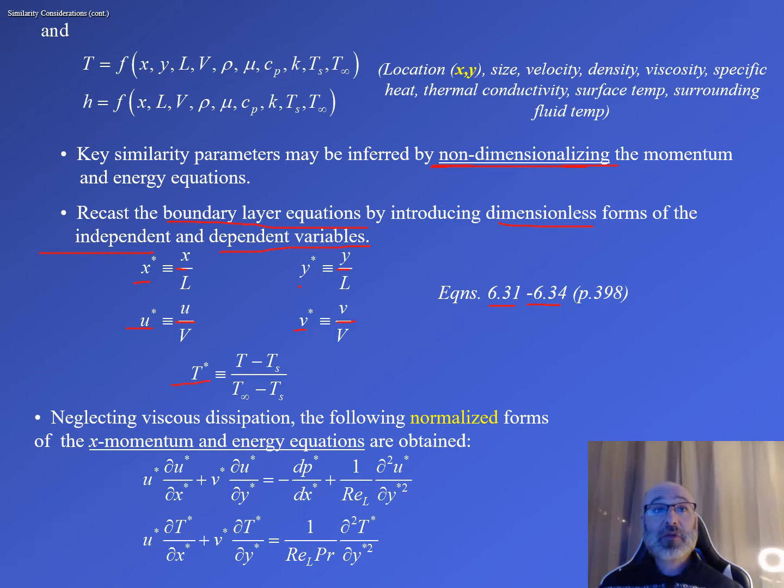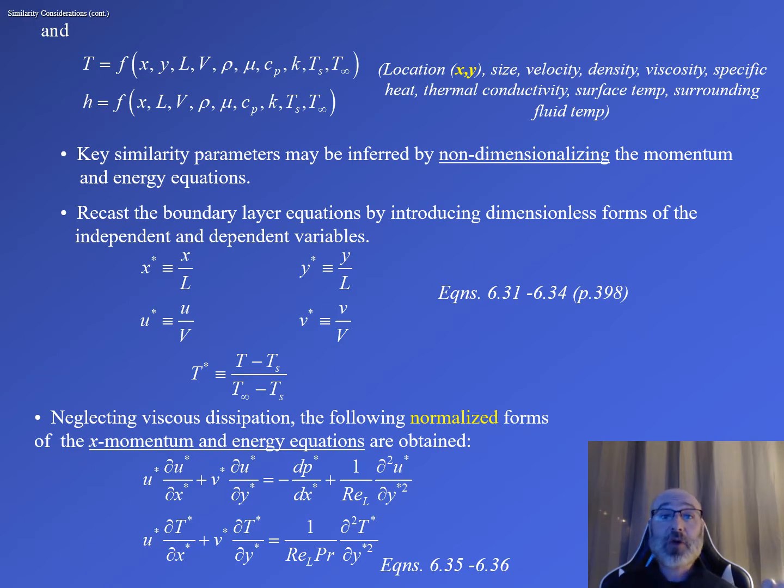And our dimensionless temperature, T star, is going to be the difference T minus T sub s, where T sub s is the surface temperature, all divided by T sub infinity, which is the surrounding fluid temperature, minus T sub s, our surface temperature. So now if we neglect our viscous dissipation, the following normalized forms of our x momentum and energy equations can be obtained.